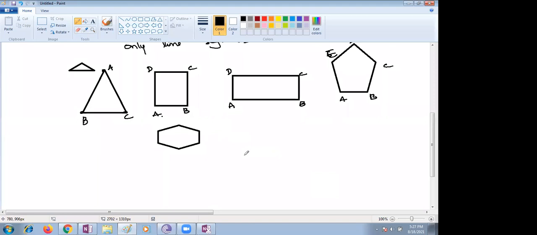Suppose I'm asking one more question here. What is the main difference? Is this a closed figure? Yes, it is closed.